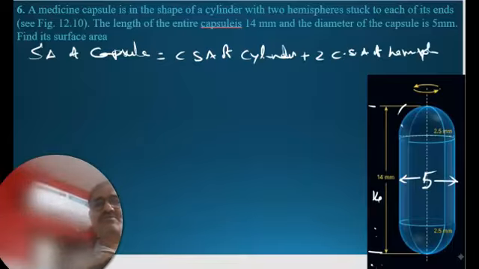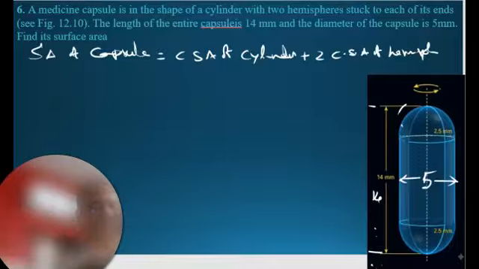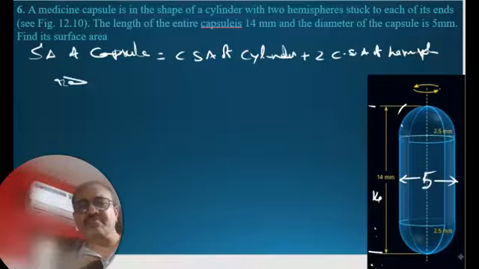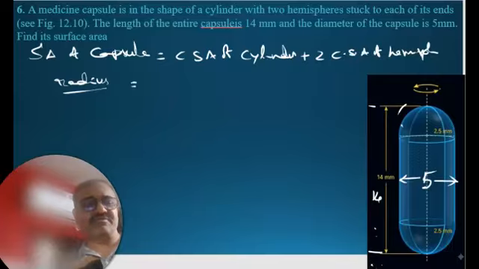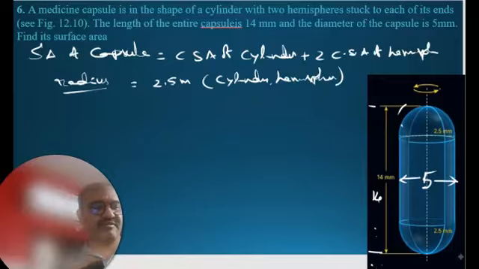So we know that the data given here: the radius is given, radius 2.5. This is the radius of the cylinder as well as the hemisphere, that is equal to 2.5 millimeters. The radius is given for the cylinder and hemisphere also.